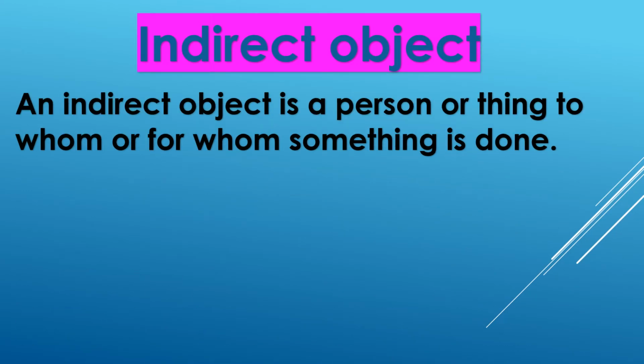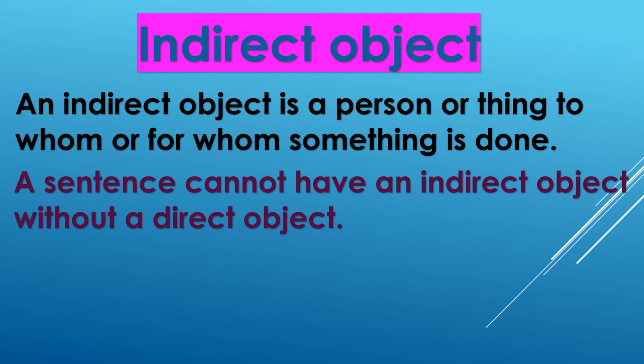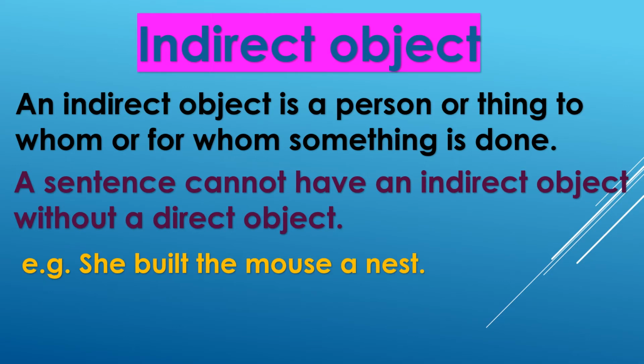An indirect object is a person or thing to whom or for whom something is done. Okay, but keep in your mind that a sentence cannot have an indirect object without a direct object. We can have a direct object only, but in order to have an indirect object, we should have a direct object also. Let's see the example.